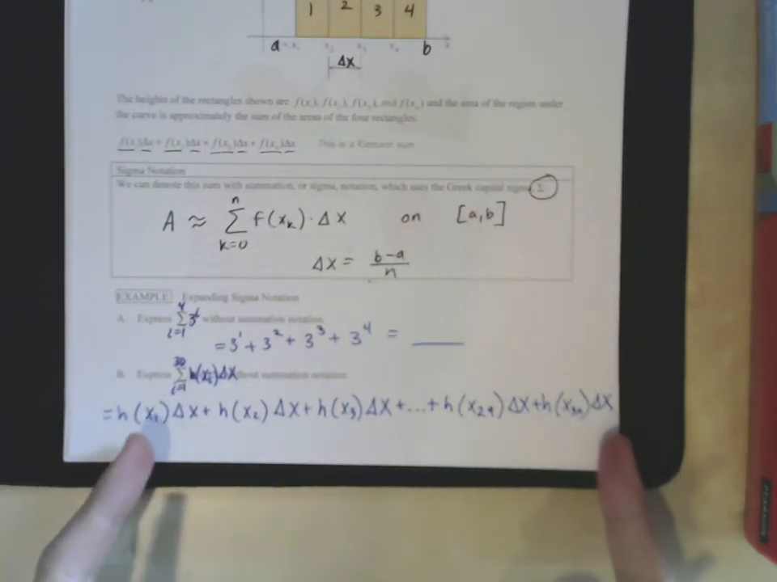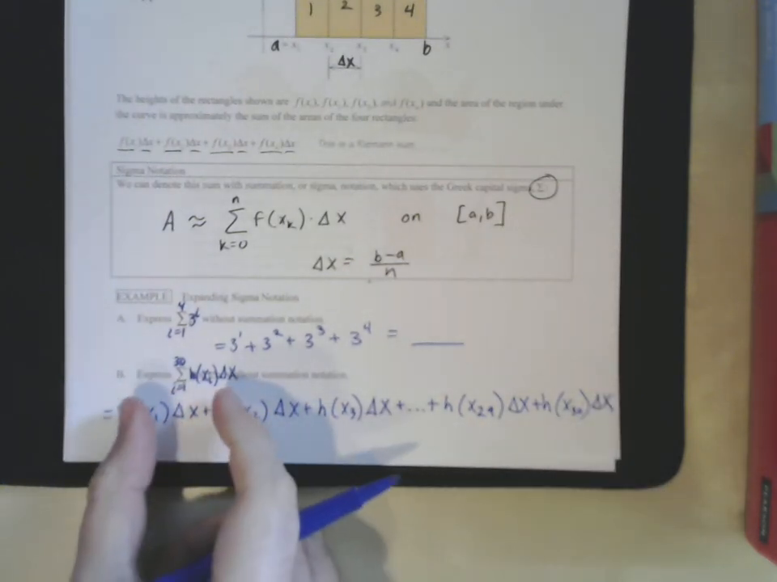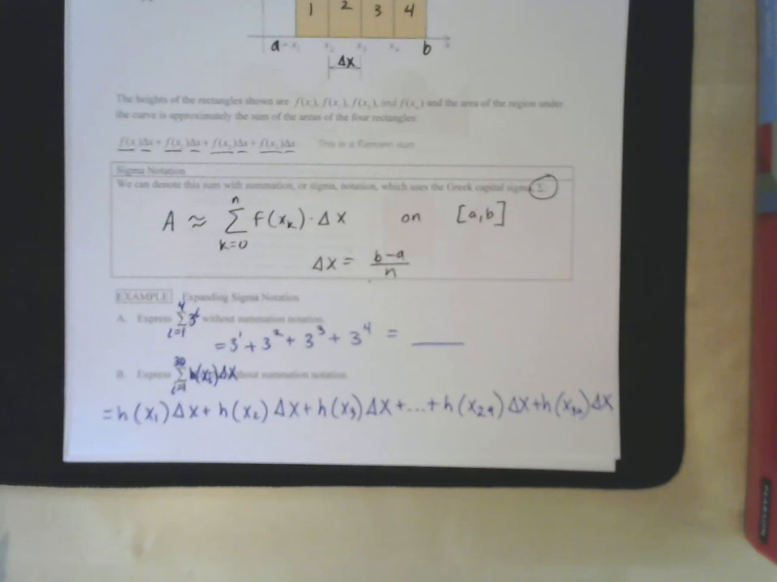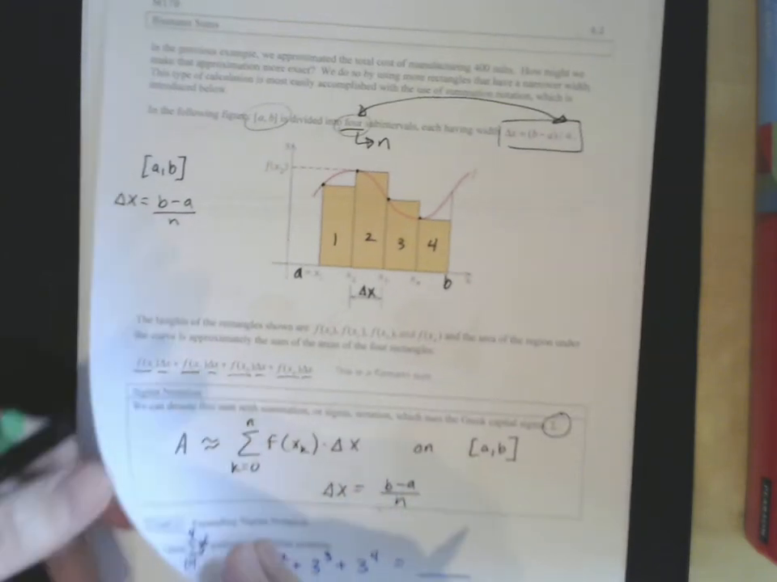I don't want to write 30 things. This is why we use sigma notation, because it makes it a whole lot easier to represent large things in a nice compact form. So this is expanding. Let's try transforming into summation notation.